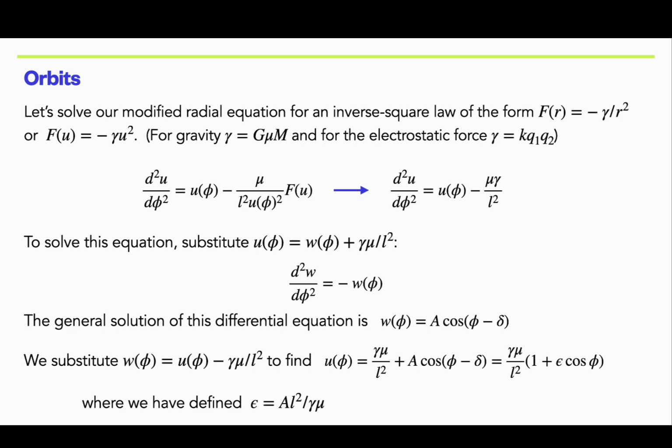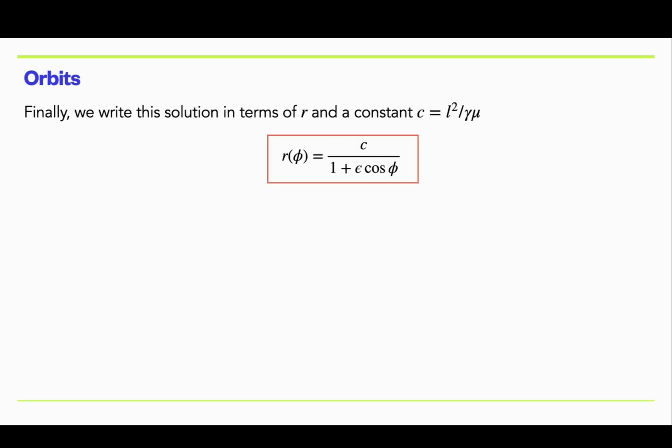So here's our result. Our result is that u, which is 1 over r, equals this thing, and it depends only on phi and other constants. So this is actually what we wanted. We have u in terms of phi. If we replace u with 1 over r here, and then solve for r, we'll get some constant times 1 over this thing. And that's what we see on the next page.